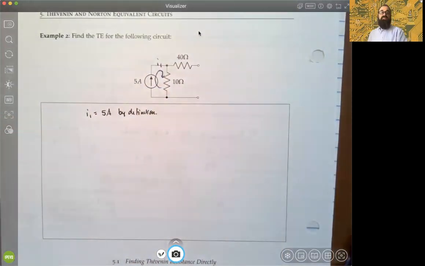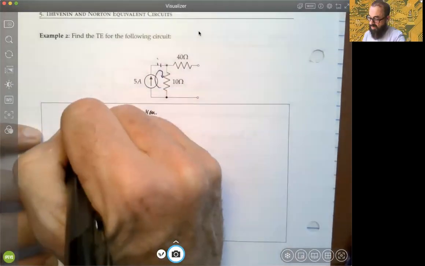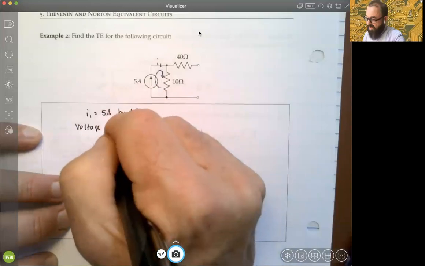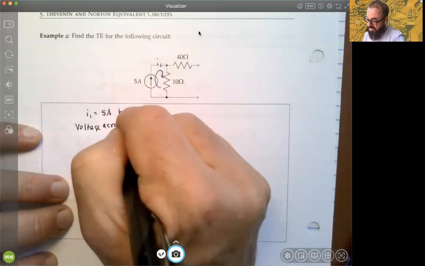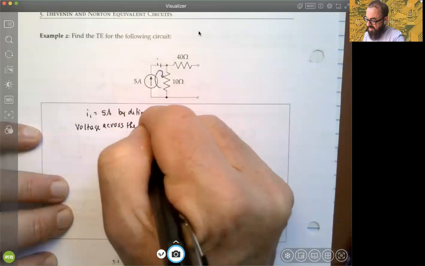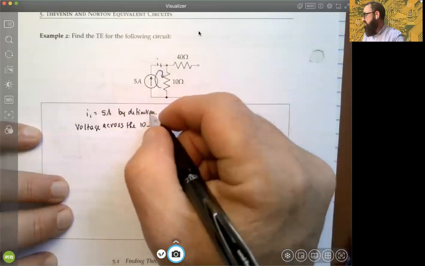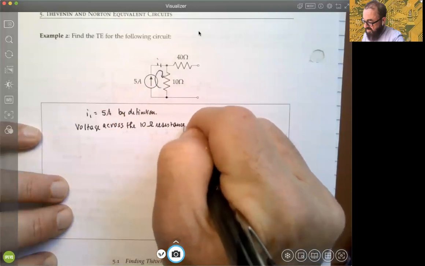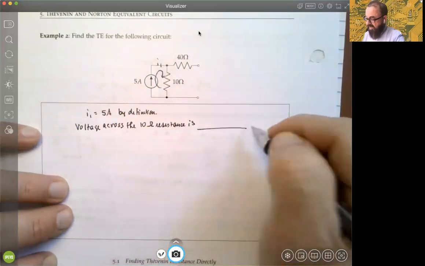That's just simple mesh currents, okay? All right. So here's another observation. So the voltage across the 10 ohm resistance is, what could that be? It is, and I'll leave a blank. Let's think about it now.